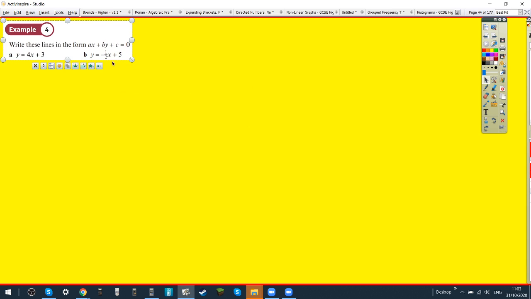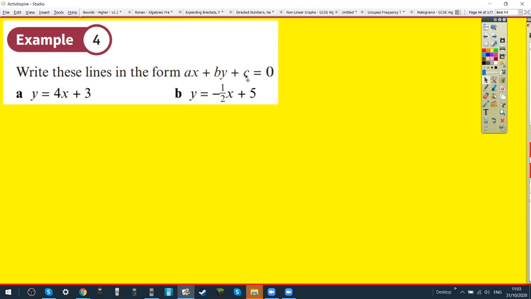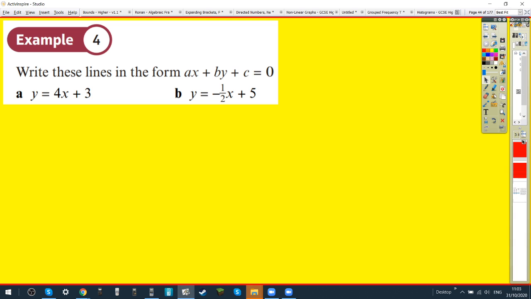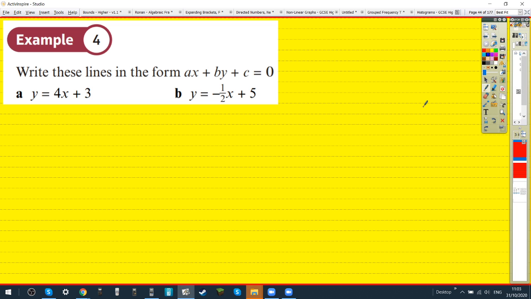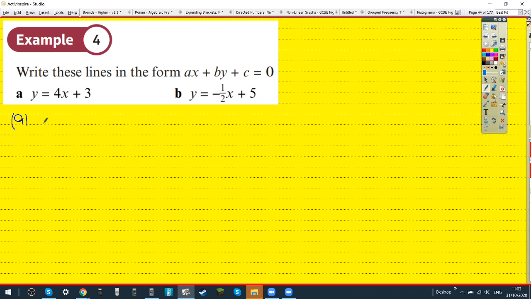Okay, any idea what's meant by this one? Just make it equal to 0 and make them not fractions or decimals, basically. So would you minus y on both sides? Yeah. So it'd be 4x plus 3 minus y equals 0. And B? Would you also minus y on both sides? Yep. So it'd be minus a half x minus y plus 5 equals 0.